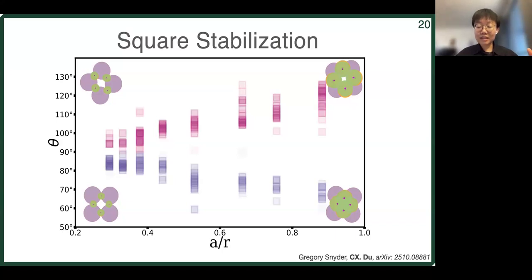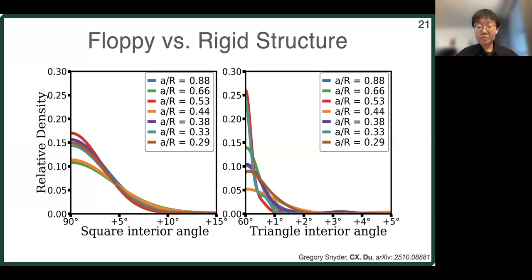So to demonstrate that that is actually what's happening, we measured the interior angles of square clusters and triangle clusters. You can see that for square clusters there is a vibration of up to 10 degrees. So it is really a large breathing of these clusters, while the triangle interior angles vary only 1 degree from the perfect 60-degree angle.